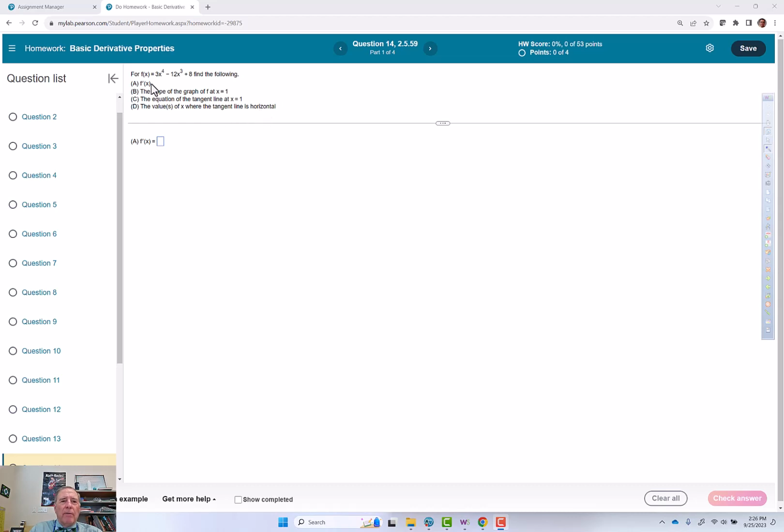So the derivative of a function tells us the slope of the function at any x value. So if we set the derivative equal to 0, then we can solve for x and find the values of x where the tangent line is horizontal. So the first thing we're going to do is go to the calculator and graph the function.